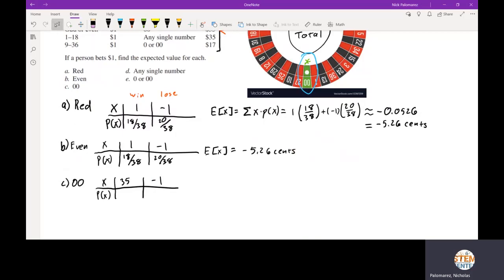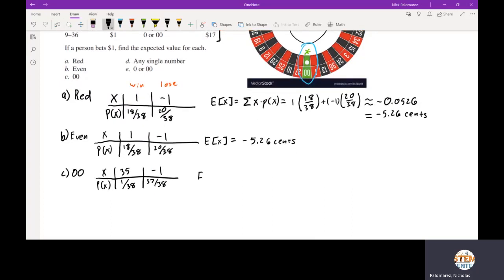So our probability of winning is then 1 out of 38. And the probability of losing is now a whopping 37 out of 38. Not great odds. So we can calculate our expected value for this bet now. We're going to calculate it the same way. We multiply each x by its corresponding probability. 35 times 1 over 38 plus negative 1 times 37 out of 38. And if we evaluate that out, interesting, negative 5.26 cents.